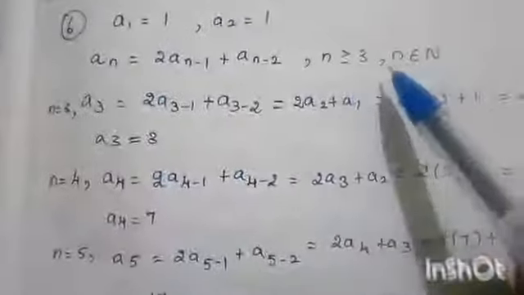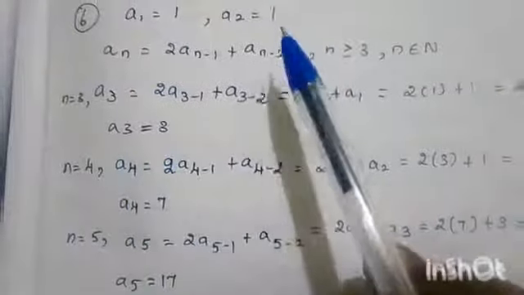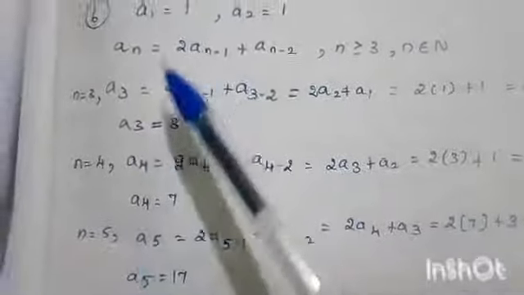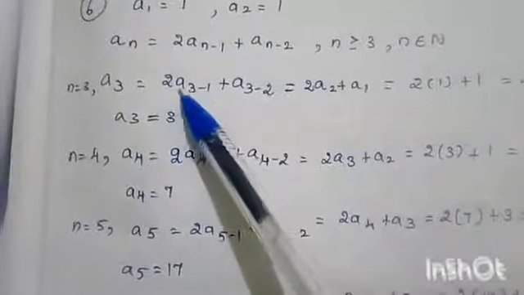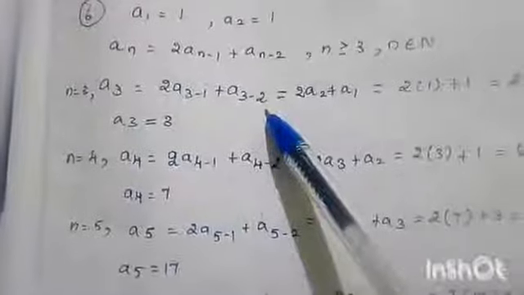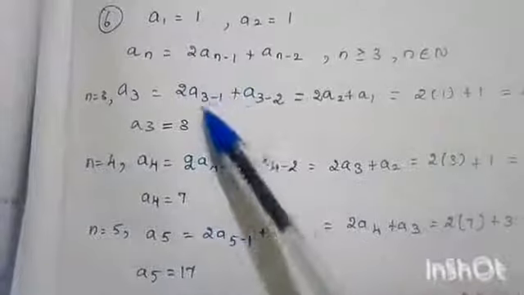Given A1 equal to 1, A2 equal to 1, we write the nth term, a_n equal to 2 into a_(n minus 1) plus a_(n minus 2), for n greater than or equal to 3, n belongs to the natural numbers. The first two terms are already given, we want to find the third, fourth, fifth and sixth terms. Third term means n value is 3, so you have to substitute n equal to 3. 2 into a_(3 minus 1), a_(3 minus 2). The subscript is in the base, not at the power.